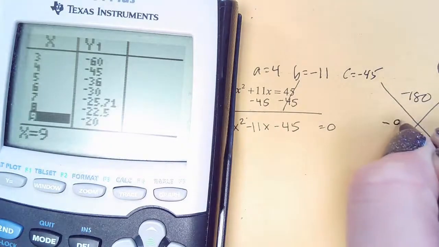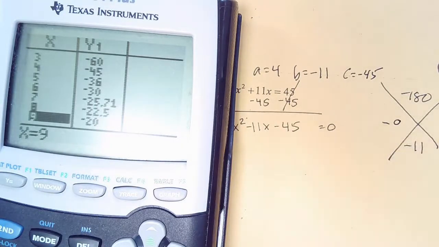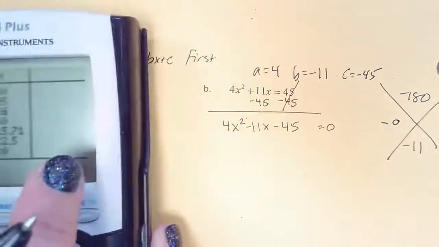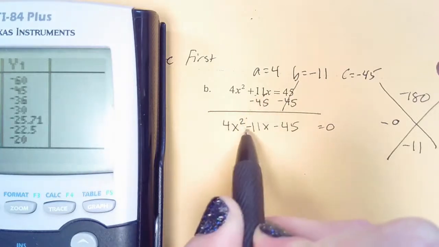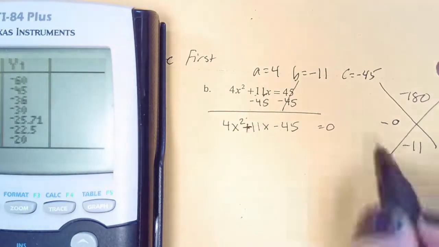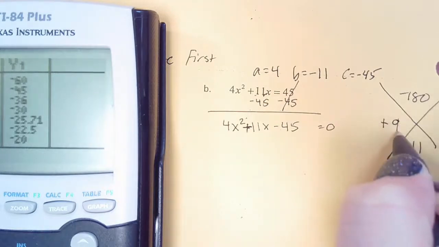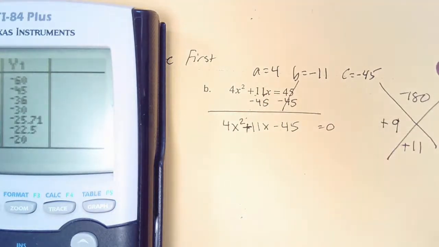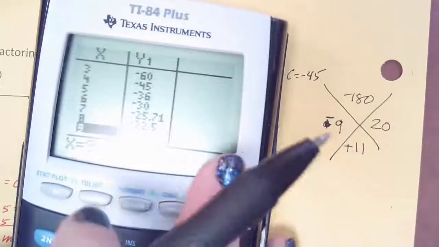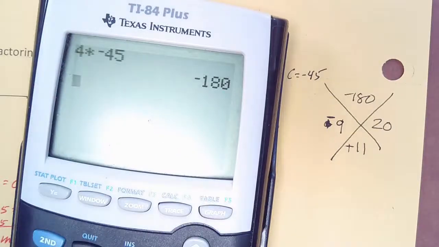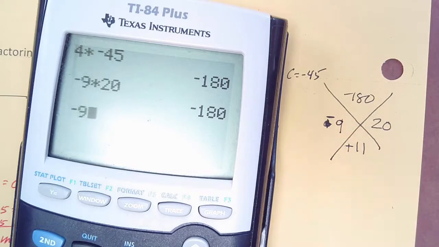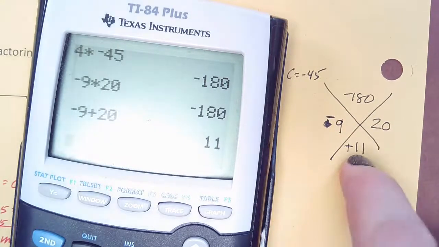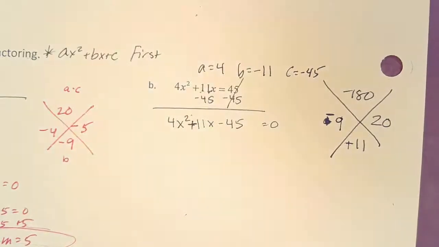So negative 9, oh sorry, positive. What did I do here? Ooh, positive 11 right there. I accidentally dropped it down as negative, so make sure you put yours as positive. That means this 9 needs to be the negative one and the 20. So let's triple check this. Negative 9 times 20 is negative 180. Negative 9 plus 20 is 11. So we're back on the right track.